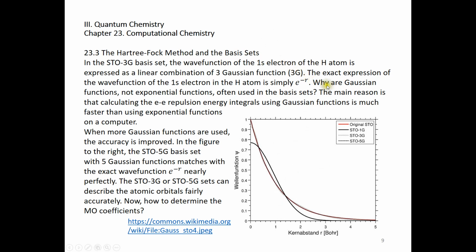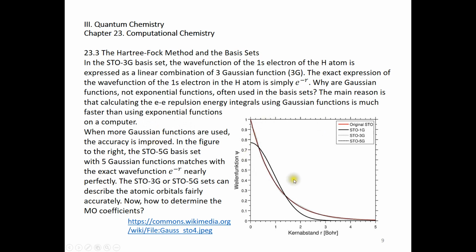So why do we need to use those Gaussian functions, not directly the exponential functions, to describe the electron waves? Well, the main reason is this. When we calculate the electron-electron repulsion using a computer, it's awfully faster to use Gaussian functions instead of exponential functions. When more Gaussian functions are used, the accuracy is further improved.